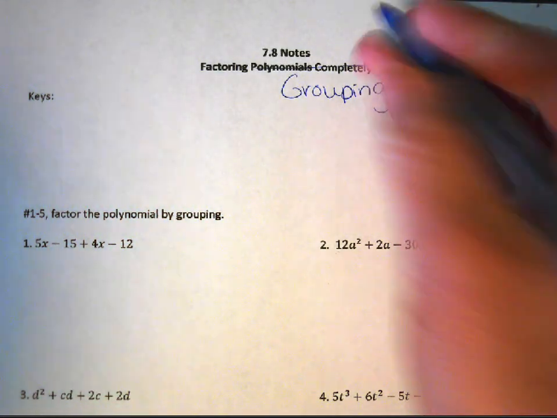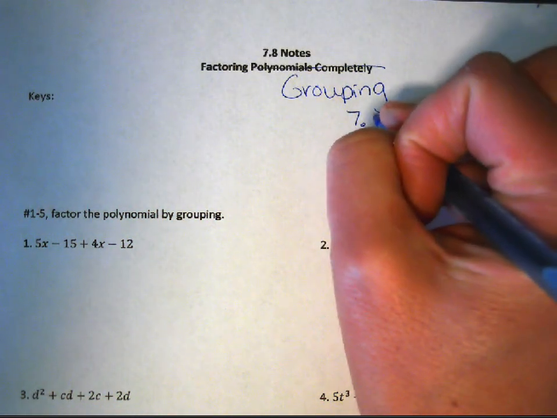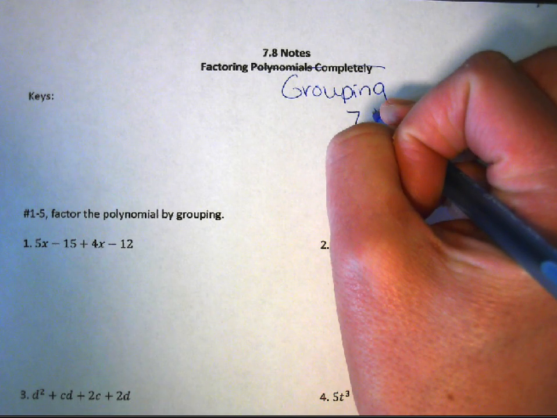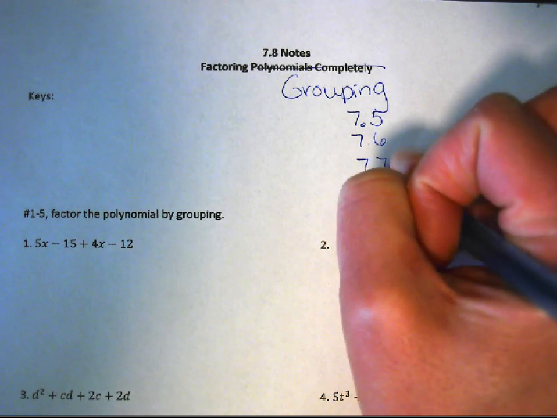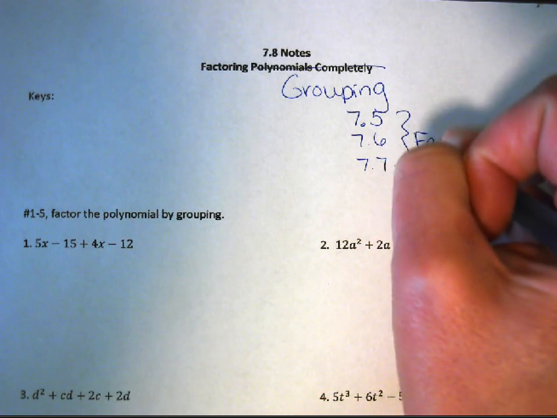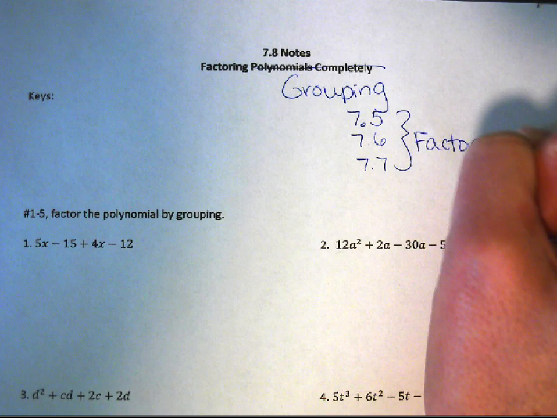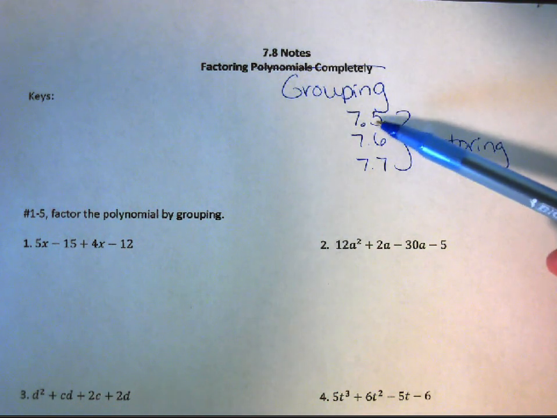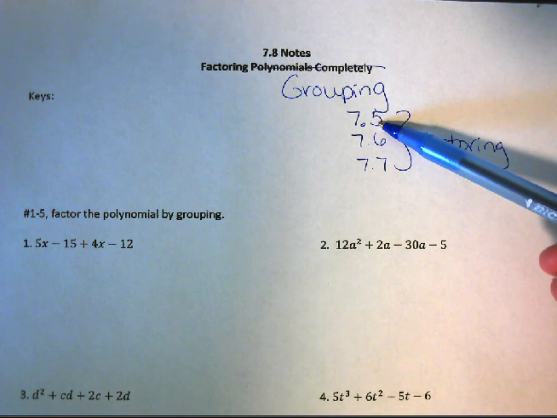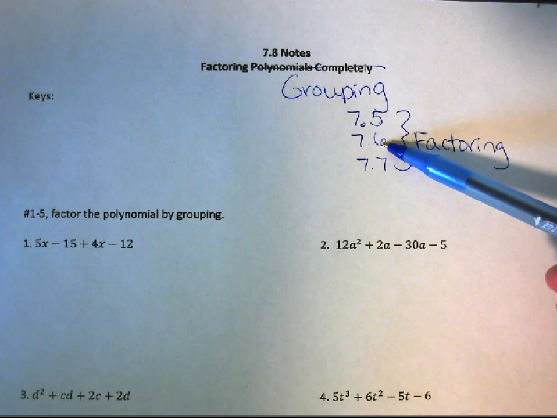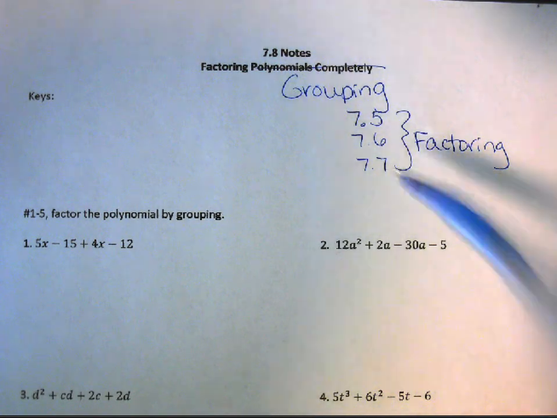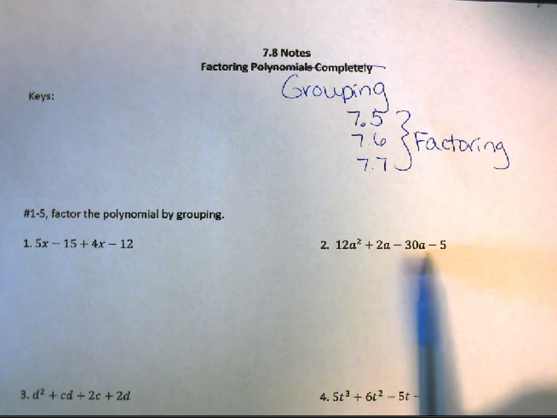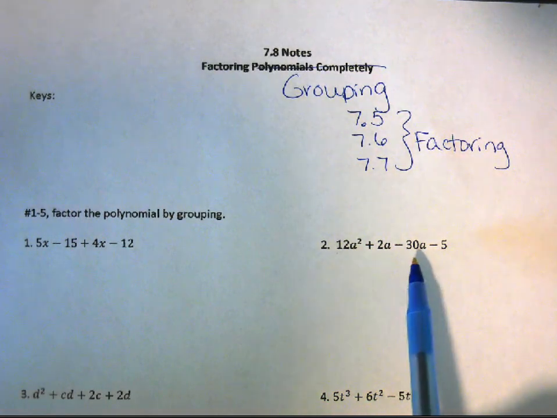So in lesson 7.5, 7.6 and 7.7, we've all been dealing with factoring. They've just been giving you different types of problems. 7.5 did not have a coefficient. 7.6 had the number out front, had a coefficient, and 7.7 was your specials. So now the final type is, what do you do if you have more than 3 terms? So it's no longer a trinomial.